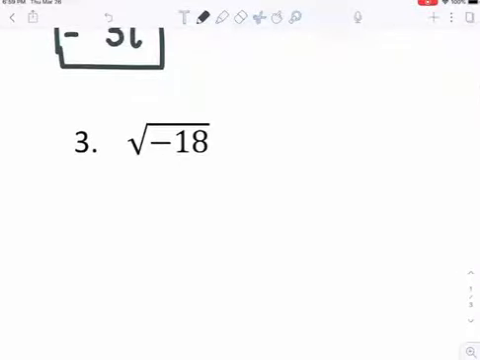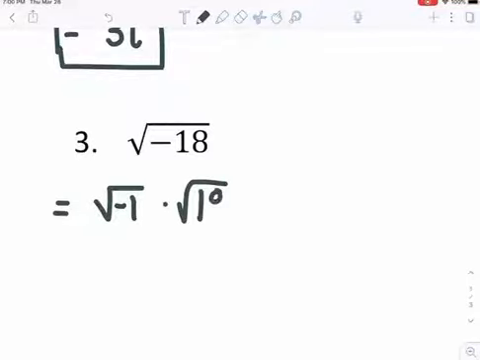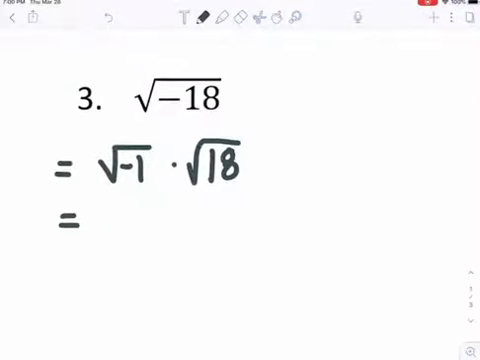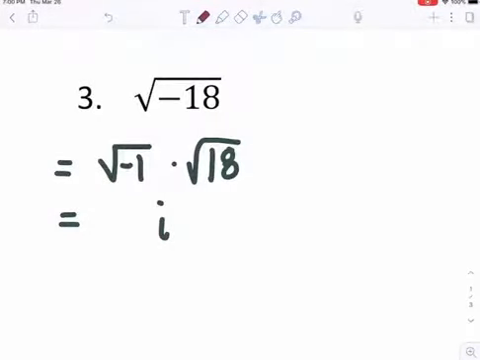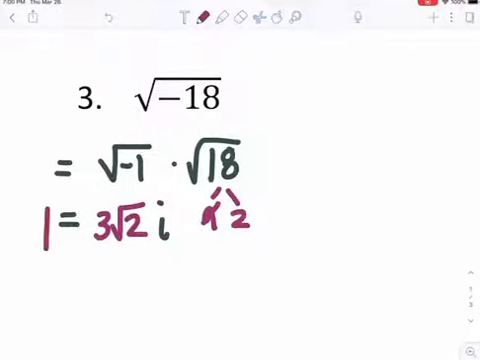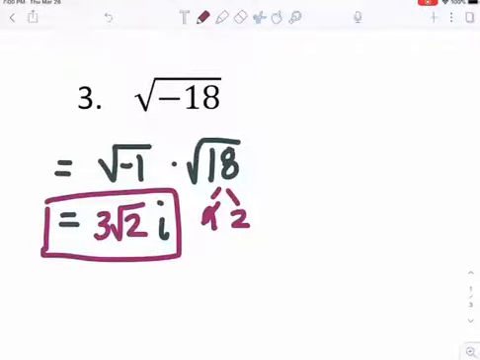Okay, and number 3, I'm going to split this up into the square root of negative 1 times the square root of 18. Now I know the square root of negative 1 is going to be i, but the square root of 18, we can't obviously take a perfect square from that, so I'm going to simplify like we know how to simplify, right? I'm going to break it up into 9 and 2. I'm going to take the square root of 9, that's 3. The root 2 is still left inside, and then I'm just going to tag i right next to it. So my final answer is 3 root 2, and then i. The i is staying outside of the radical. That does not go inside the radical with that 2.